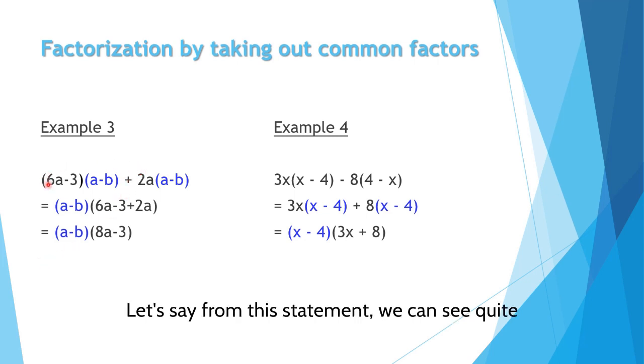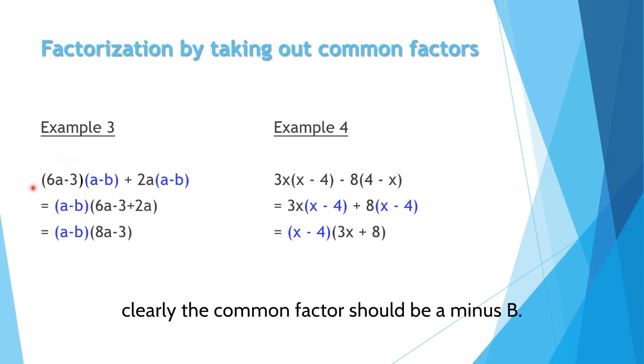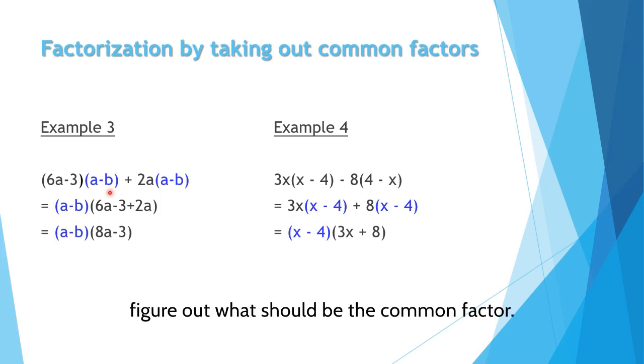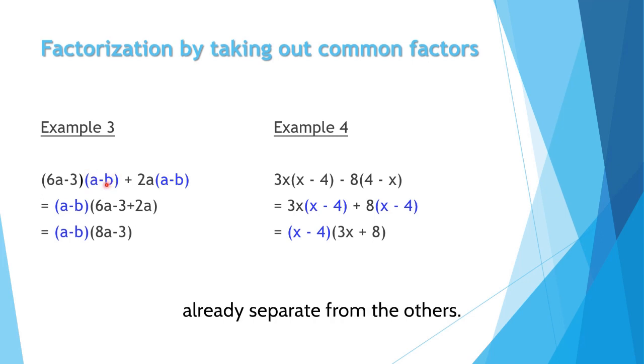Let's say from this statement, we can see quite clearly the common factor should be a minus b. It's a little bit different from the previous two examples, in which we still need to figure out what should be the common factor. But here it's quite clear. It's already separate from the others. And then we can just simply take out a minus b as the factor, and then all the rest will be in another bracket. And then after simplifying, it would give x a minus 3. So this is the final answer.